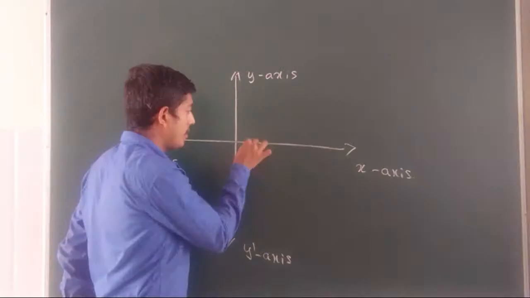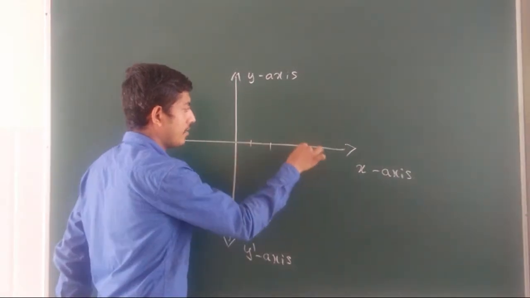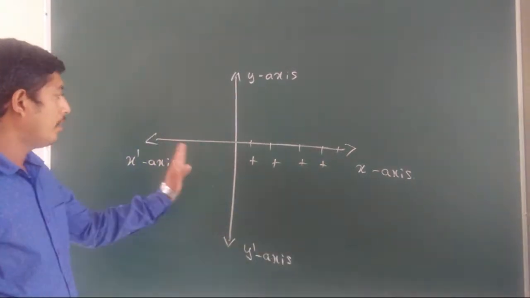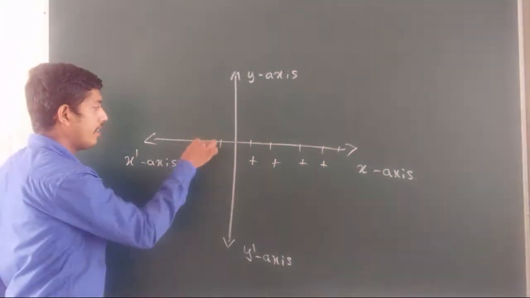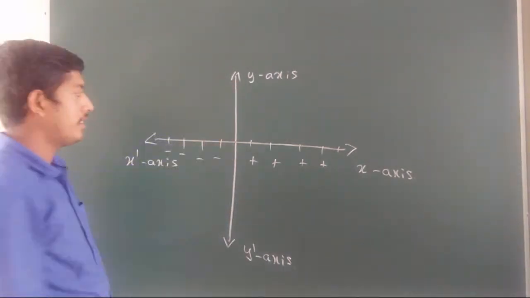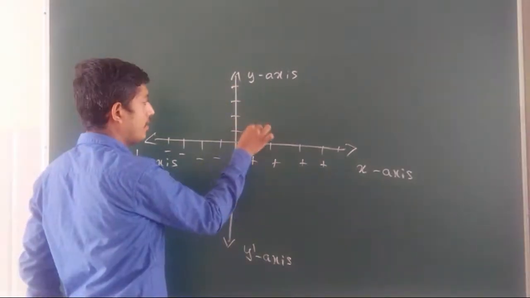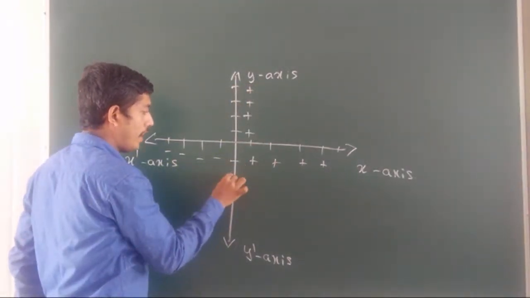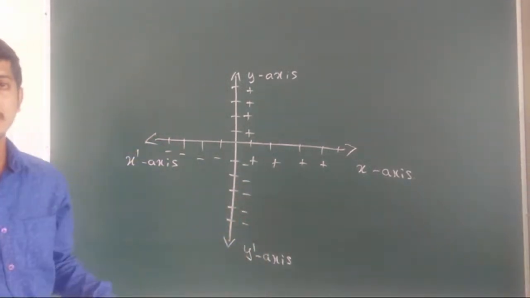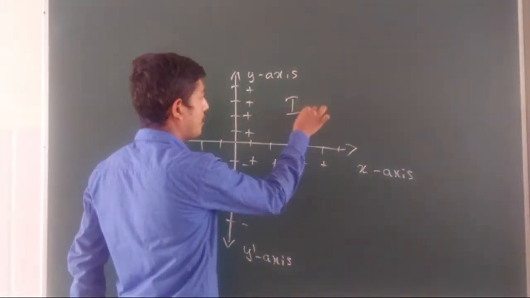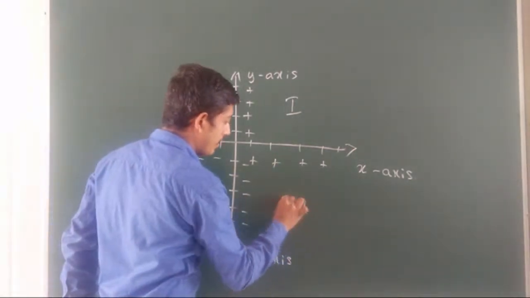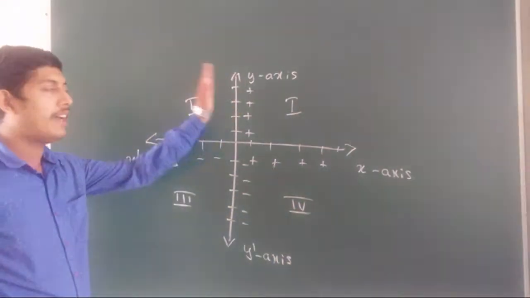Now we know that the points on the x axis are positive and the points on the x dash axis are negative, minus, and points on the y axis have the sign plus, and points on the y dash axis have the sign negative. And while representing, we call this the first quadrant, this the second quadrant, this the third, and the last one the fourth quadrant. We have to go anti-clockwise.